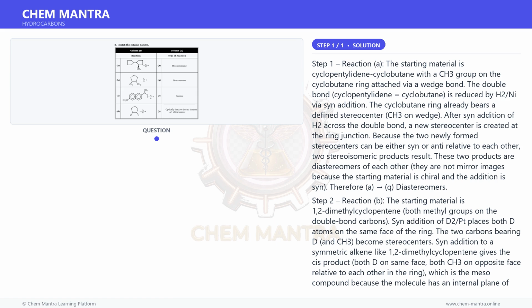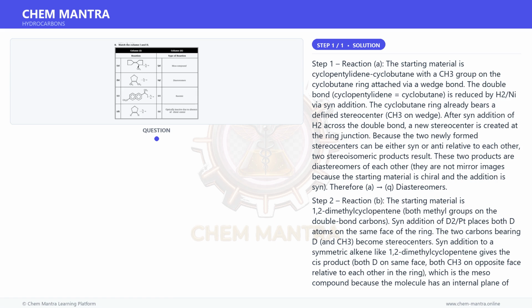Step 3. Reaction C. The starting material is 6-methoxynaphthalene with a CH2=C(CH3) or similar prochiral exocyclic alkene substituent, a naproxen precursor type structure. H2/Pt reduces the double bond. The reduction creates one new chiral center at the carbon bearing the naphthalene ring.